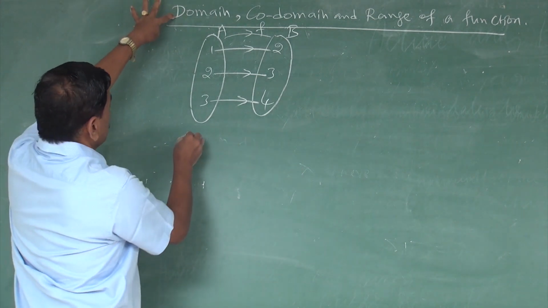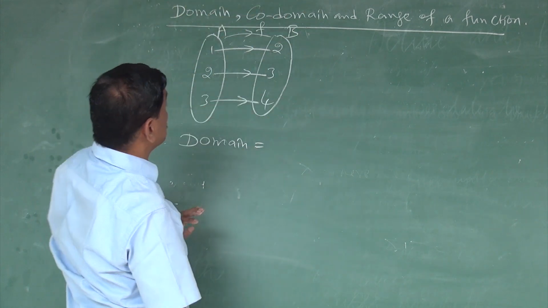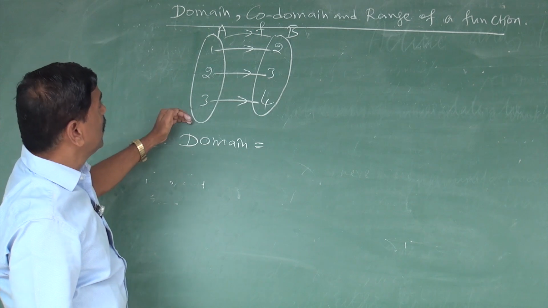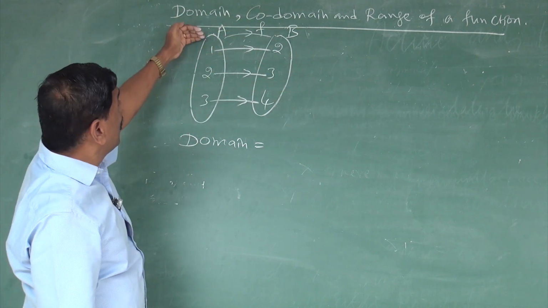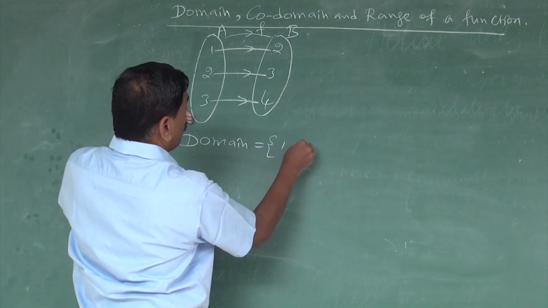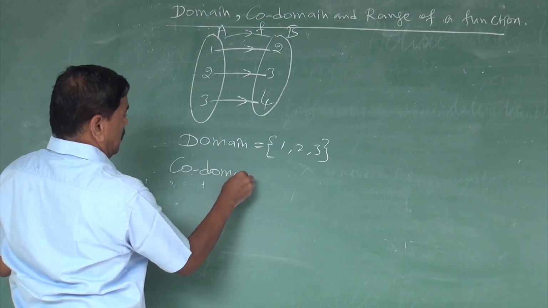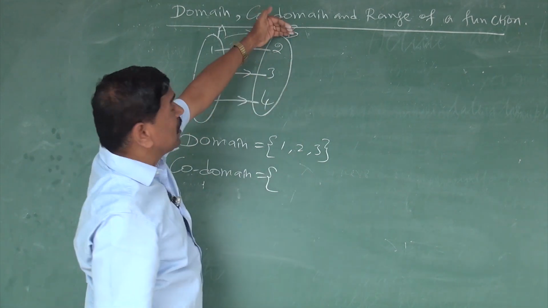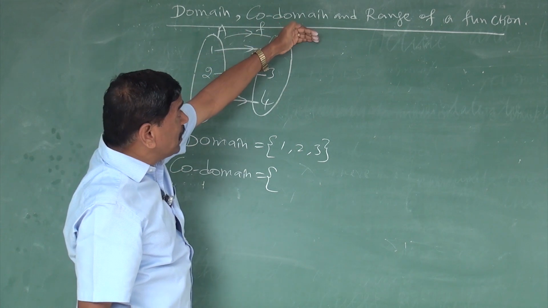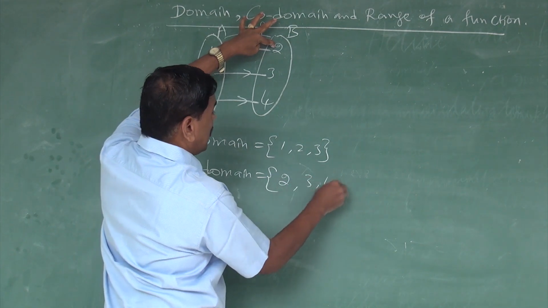Now domain. Listen, the domain of the function f is given by all the elements in the A set, that is, the first set. So domain is equal to {1, 2, 3}. Next, codomain. Codomain is given by the second set, which is the B set. Take all the elements in the second set, which is the codomain. So codomain is equal to {2, 3, 4}.